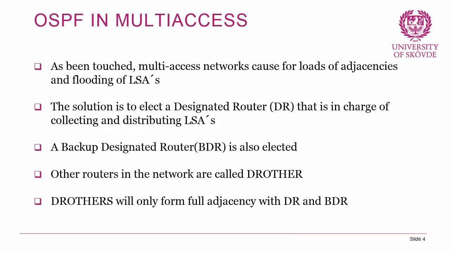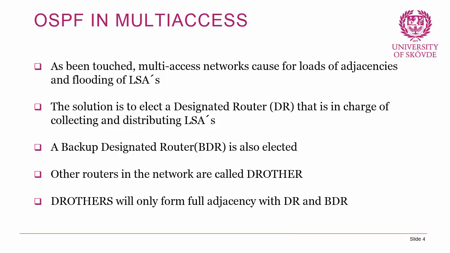So the final thing that you need to know is that routers will only form full adjacencies with DRs and BDRs, and adjacencies with DROthers, if you do the show ip ospf neighbor command, will be seen as 2-way. And if you remember the OSPF process, it's only after the two-way state that routers begin to exchange LSAs, and DROthers are not going to exchange LSAs with each other, so therefore they will be stuck in the two-way adjacency state, which is perfectly fine.